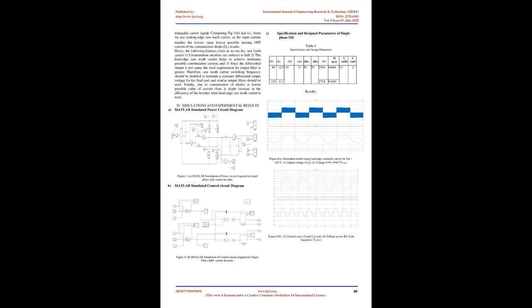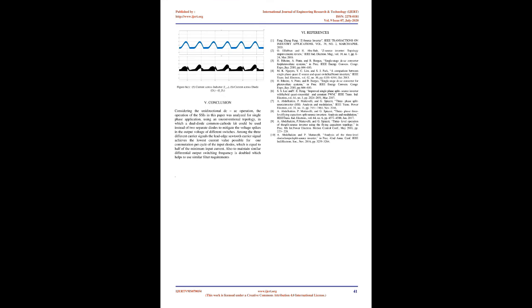Figure 4C shows that in each switching cycle DY turns off once. Hence, the sawtooth carrier reduces the number of commutations by half compared with the triangular carrier signal. Comparing Fig. 4B and C, when we use the leading edge sawtooth carrier, as the input current reaches the lowest value, the lowest possible turning-off current of the commutation diode DY results. Hence, the following features exist as we use the sawtooth carrier. 1. Commutation numbers are reduced to half. 2. The lead edge sawtooth carrier helps to achieve minimum possible commutation current. And 3. Since the differential output is not the same, the requirement for the output filter is greater.